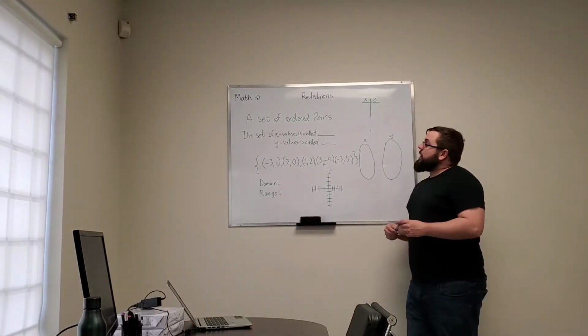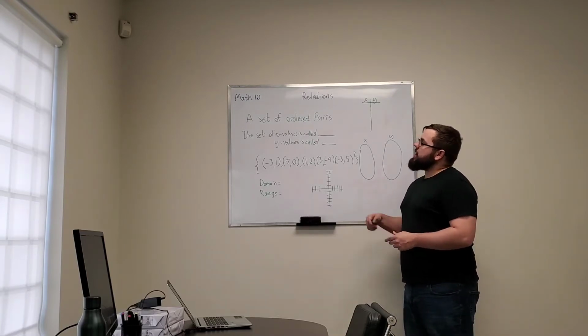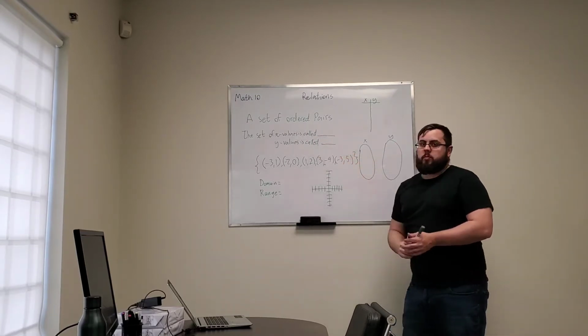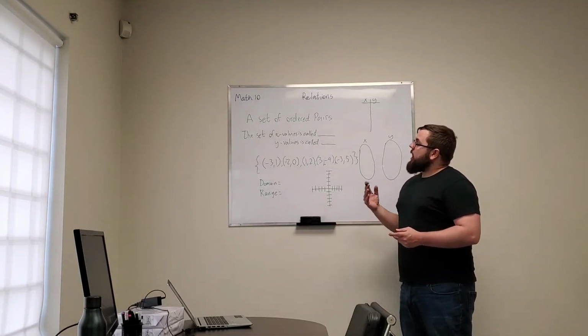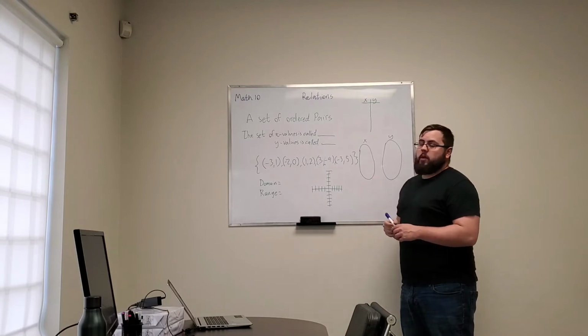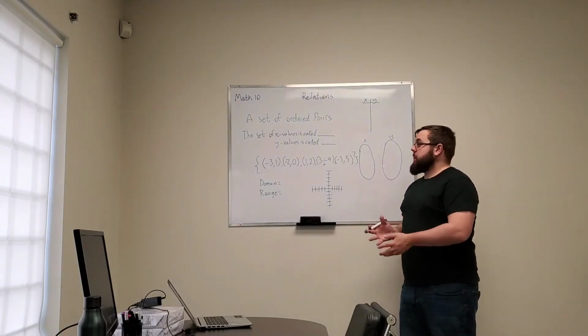All right, Math 10. So now let's look at a relation. Okay, so what is a relation? It is a set of ordered pairs, a group of ordered pairs put together, right? We can have a look at each piece. Remember, they're x values and y values put together, right?